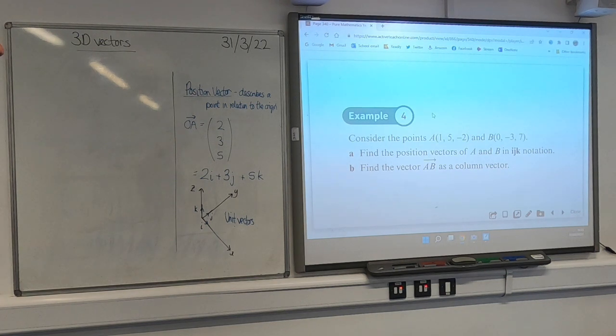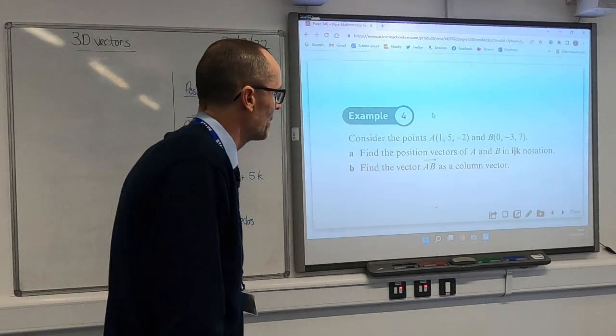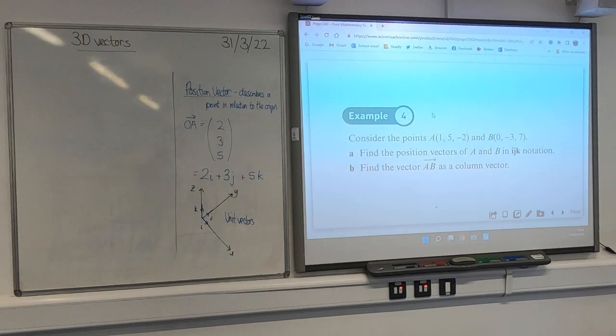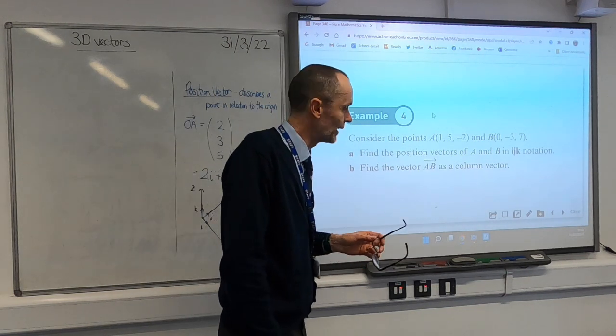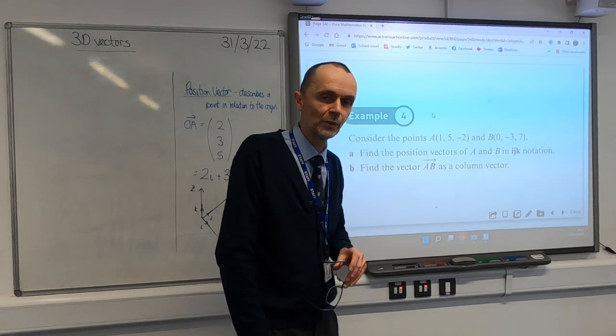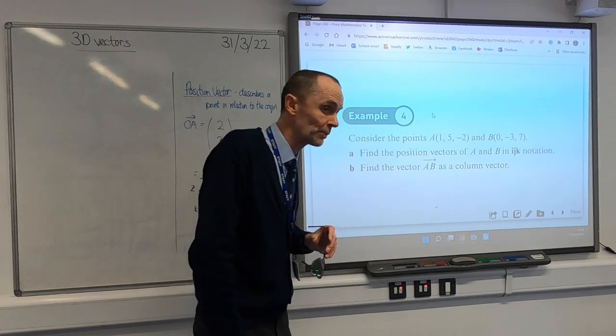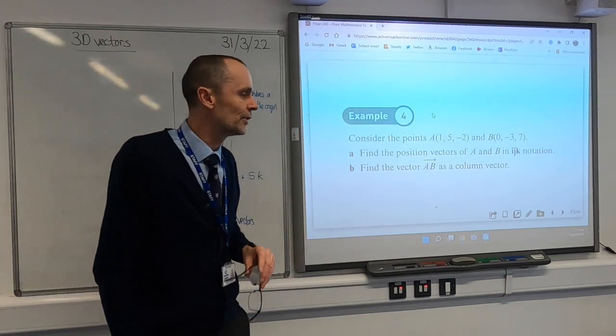So here's a very straightforward position vector question. Now, it would be nice if we were allowed to get up and wander around the exam room to get a feel for where these 3D coordinates were, in the way I just did a moment ago. Not such a good idea.